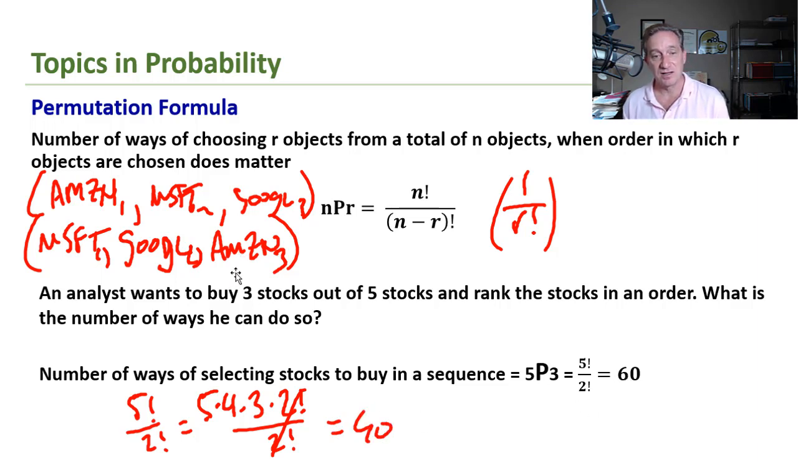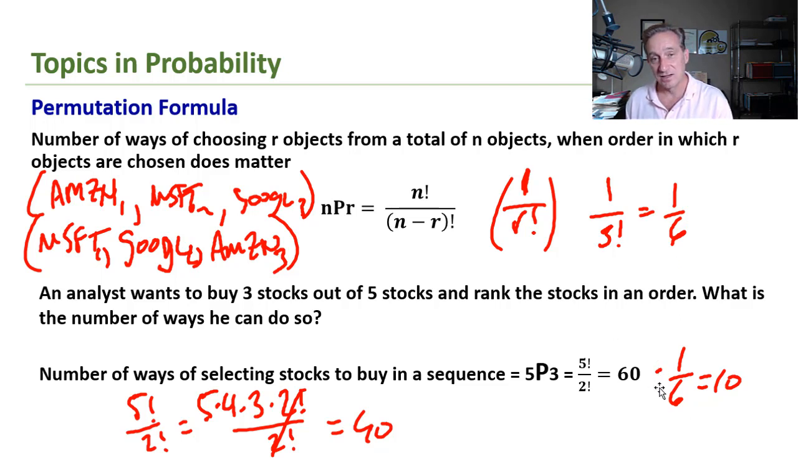60 if the order does matter, and then by the way, what was that ratio? Well, remember, the only difference in the formula was the r factorial in the denominator. What is r? r is 3, the 3 stocks, so it's 1 over r factorial, 1 over 3 factorial, which is 1/6. In fact, if we take the 60 and multiply by 1/6, we get 10, and that was the number of combinations. So it's a factor of 1/6, or 6 times as many permutations, because in permutations the order does matter. So that's really an end of discussion here.